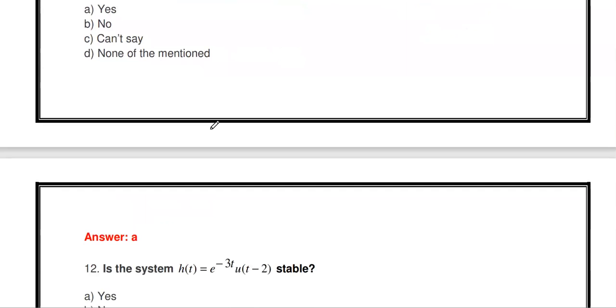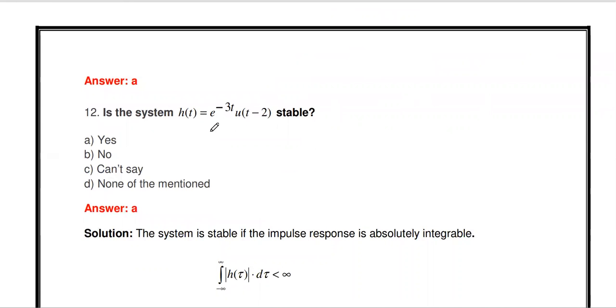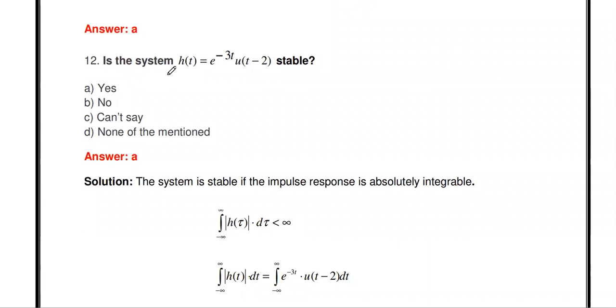So integrate e power minus t u of t: the integration from minus infinity to infinity of e power minus t u of t dt. Since u of t is present in the integration, we restrict the limits to 0 to infinity. So the integration from 0 to infinity of e power minus t dt gives e power minus t by minus 1 with limits 0 to infinity, and we get a finite answer. That's why the system is said to be stable. In the next problem, similar to this one, the solution is worked the same way. So you see, is the system h of t equal to e power minus 3t u of t minus 2 stable or not?